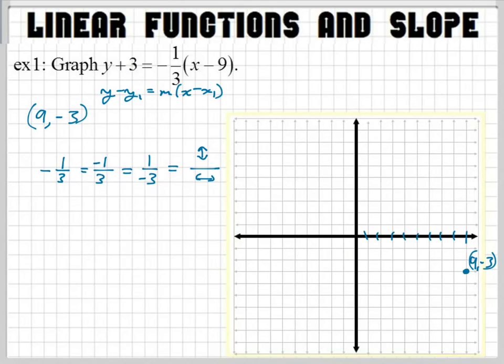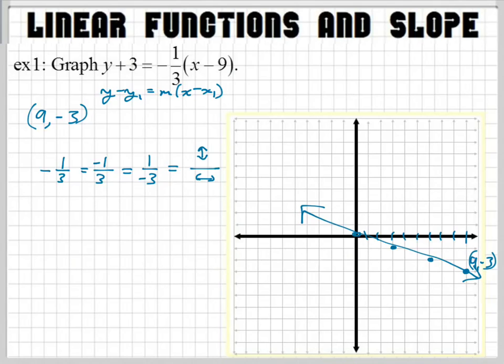So we're going to go up 1, and then left 3. 1, 2, 3. And so there's our point right there. Wait, dang it. I didn't go from the right point. Up 1, left 3. 1, 2, 3. I was getting distracted there. Up 1, left 3. Up 1, left 3. And then now you have your line.